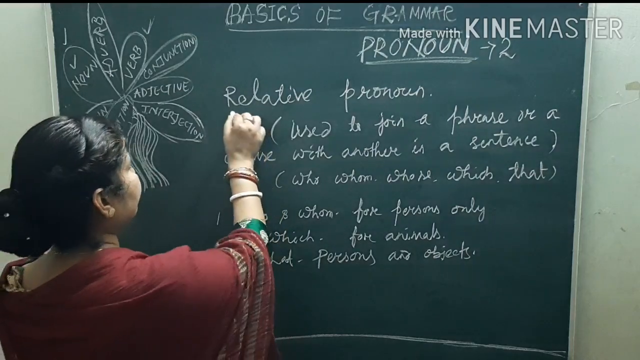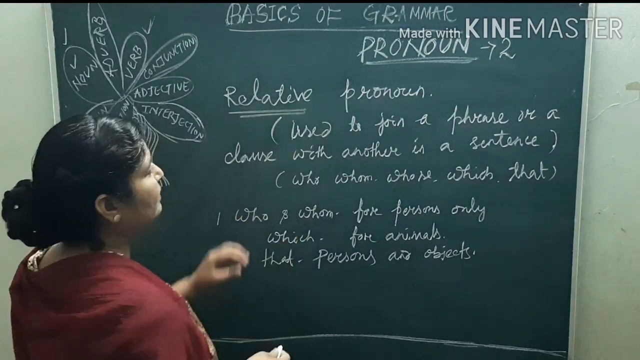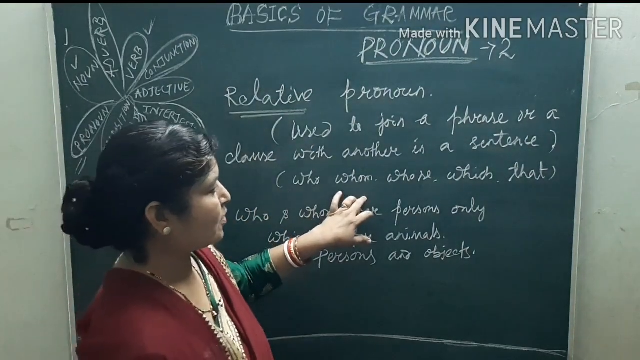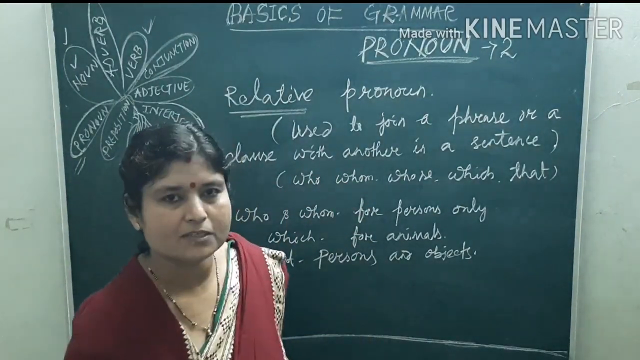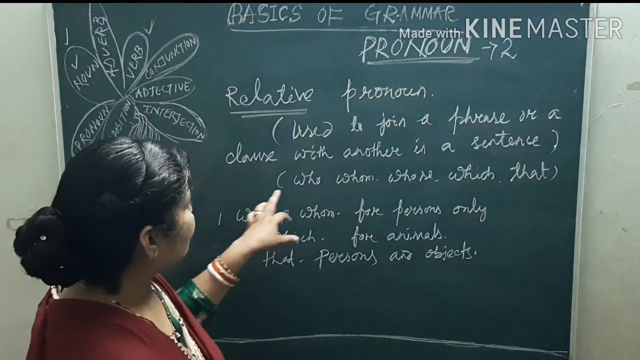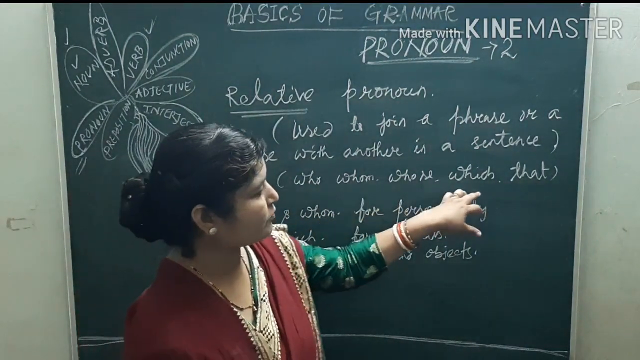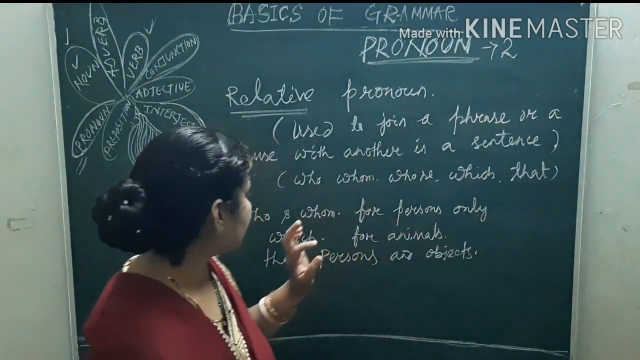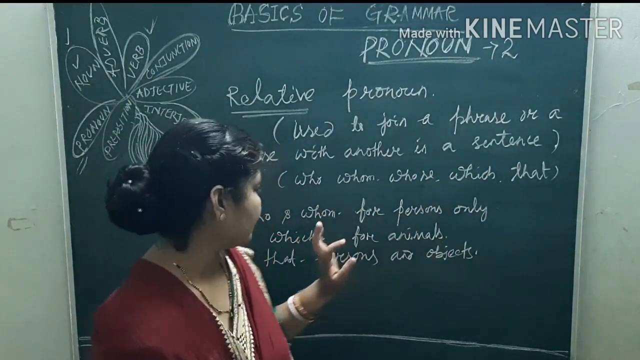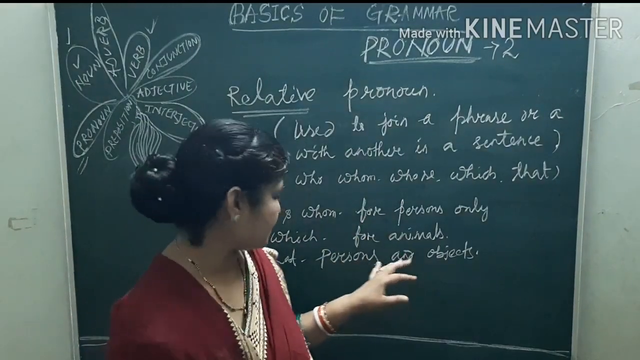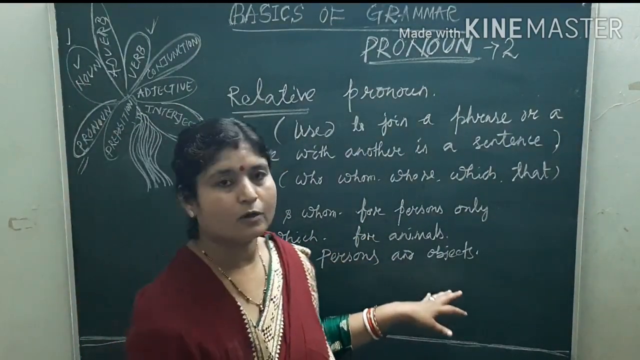So, relative pronoun. Relative means what? With the help of these words we can join sentences or also phrases. What are those? Those are who, whom, which, that. Who and whom are only for persons, which is for animals, and that is for persons and objects.